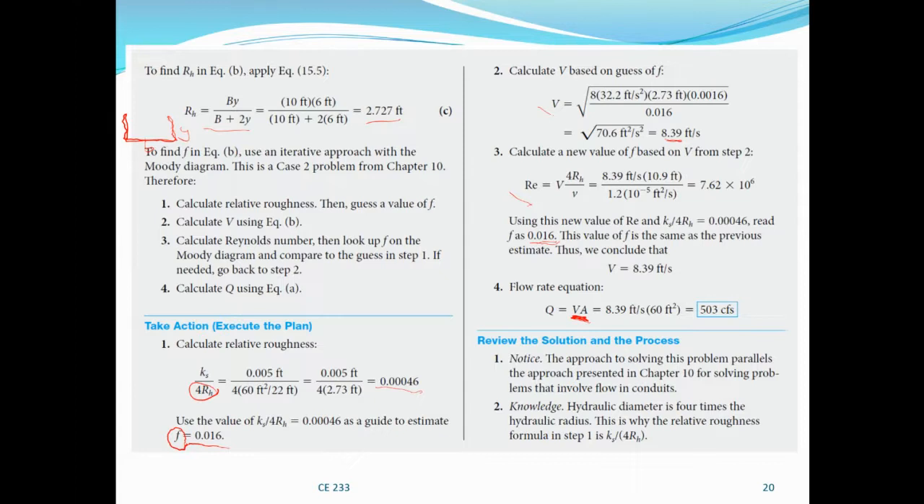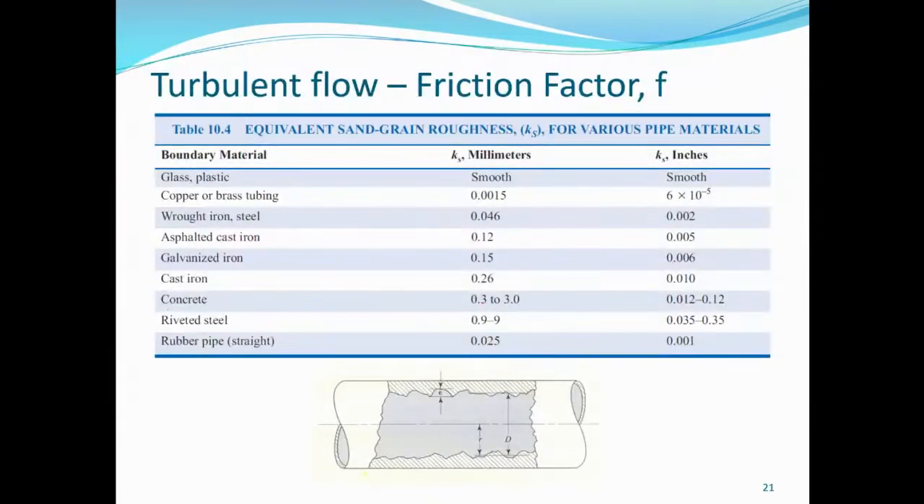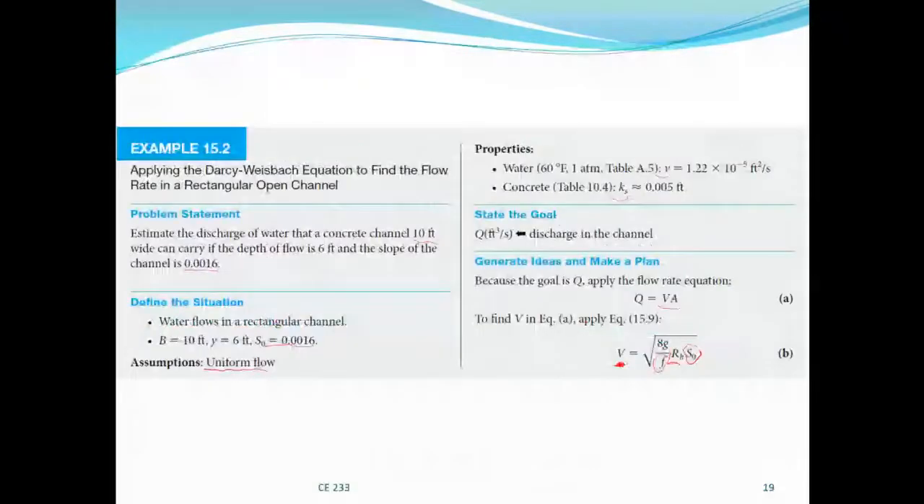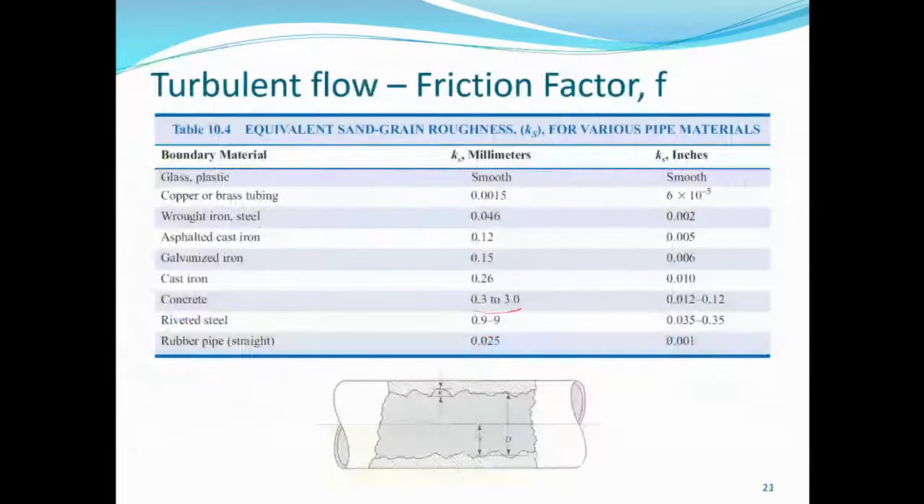Now this we discussed before, in the pipe flow, for concrete pipe, this is the k_s, okay, 0.323. Here we took k_s as 0.005 feet. Okay, it is within the range.